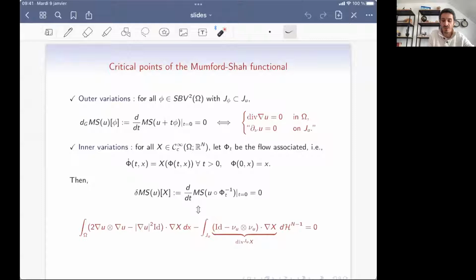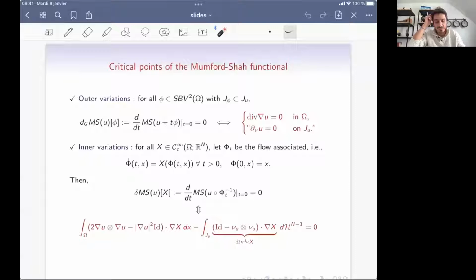So this can be done. This can be explicitly computed. This is the classical computation. And it gives you the following expression, which gives you here, in a weak sense, the divergence of this tensor. And here, a jump part, which involves the tangential divergence of your vector field, which by integration by parts is nothing but the curvature up to the sign. And this should vanish. So these are the Euler variations.